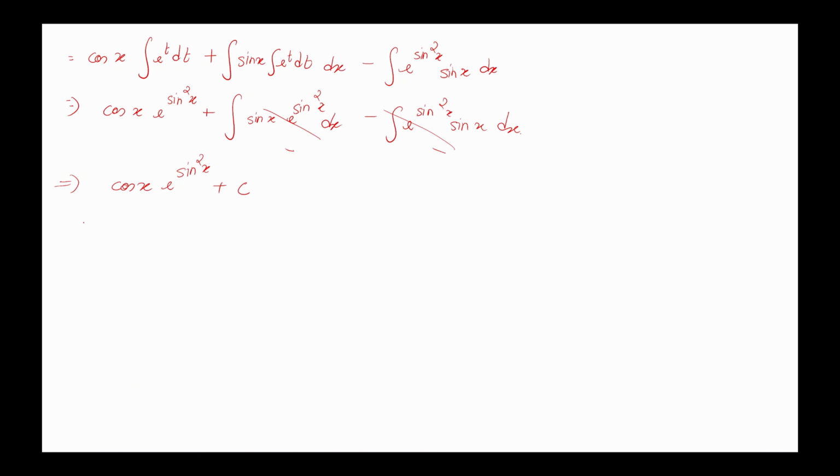Now in the question, they've told us that I of 0 is equals to 1. Now this information is given so that we can find out what our constant c is going to be. So 1 would be equal to, if I put 0 in this entire equation as x, so I would have cos 0, which is 1, e to the power sine 0, which is 0. So this would also become 1 plus c. So here I get c to be 0. That means I get my final function I of x as cos x e to the power sine square x.